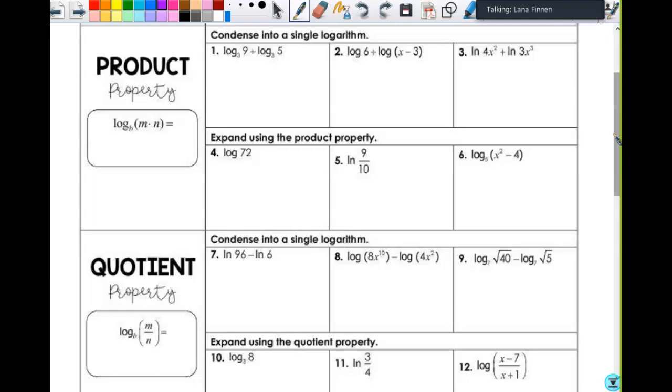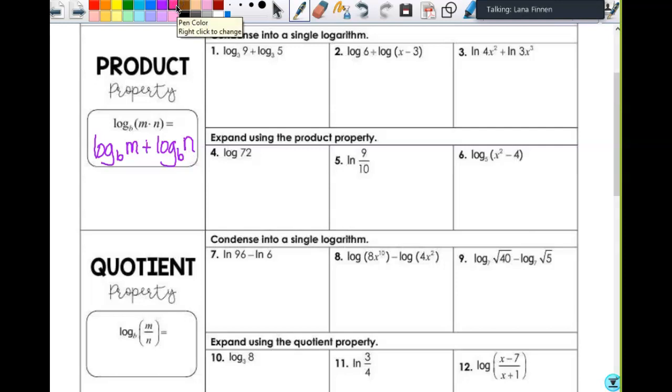All right, so we have what's called a product property. If I have a log of any base and the argument of the log is a product of some sort, then I can split that into two logs: log base b of m plus log base b of n. Okay, so your multiplication becomes addition. And then it works backwards as well, meaning that if I have these two that are being added that have the same base, I can condense it to one and multiply those two arguments together. Okay, so let's see how this works.